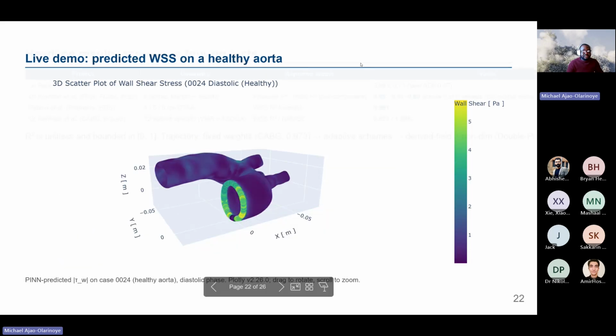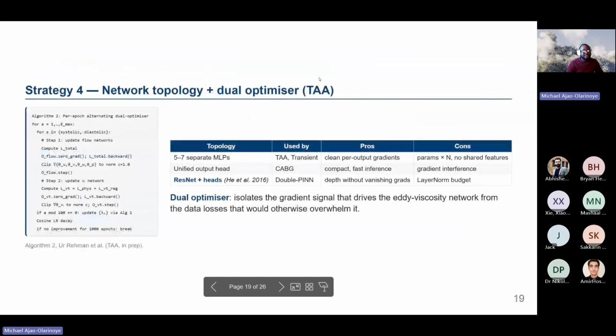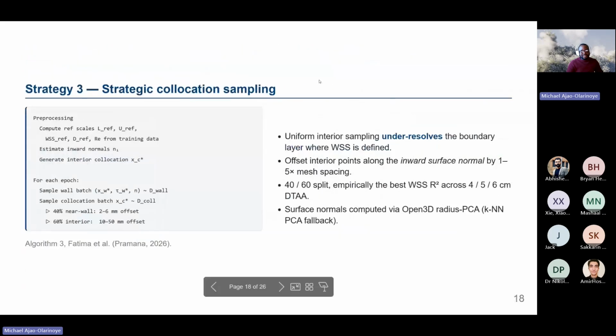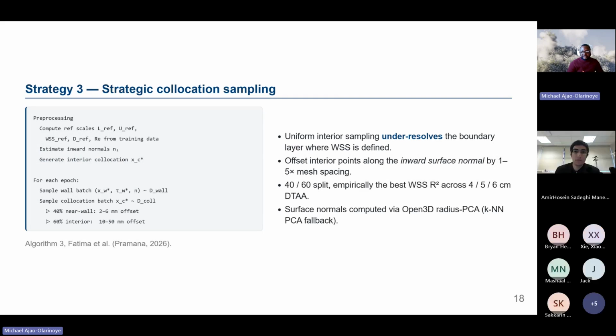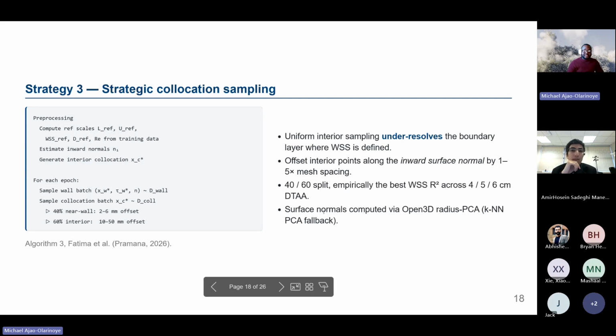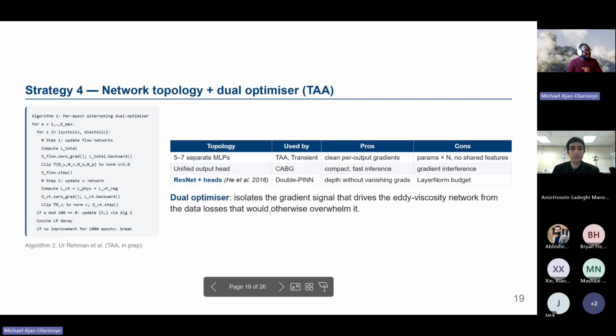Okay, so we're going to go back to the other slide so we can move on very quickly. Yeah, so collocation sampling is a very important problem to solve in most of these problems. And we usually try to find a solution to it using things like the surface normal computed via Open3D to get the radius of a PCA. Or sometimes we empirically just try to determine what a mesh inside the model would look like. Okay, so I'm guessing I'm close to my time.